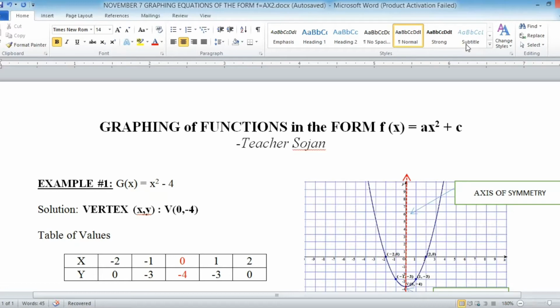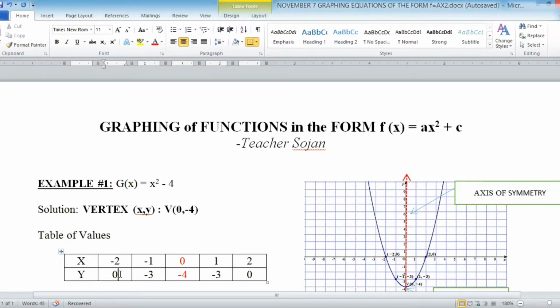So in this case, I prepared a table wherein the table contains the values of x and y. So if x is negative 2, y is 0. If x is negative 1, y is negative 3. If x is 0, y is negative 4. And this is our vertex. If you can see, it is in the middle. Okay? If x is 1, y is negative 3. And if x is 2, y is 0.